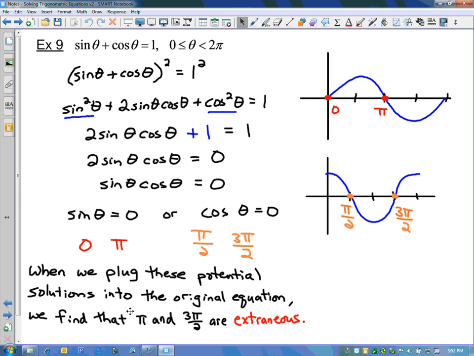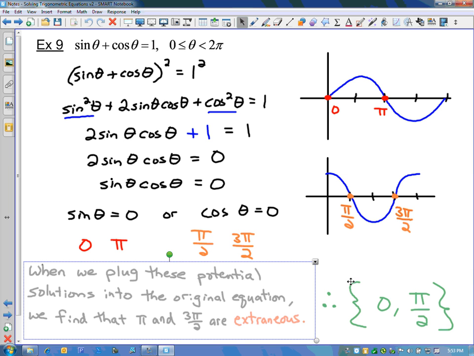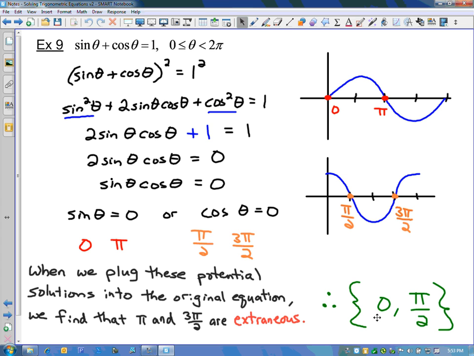For example, if we look at pi, the sine of pi is 0, and the cosine of pi would be negative 1. So therefore, 0 plus negative 1 is not equal to 1. So that solution does not work. It's extraneous, and so we ignore it. Therefore, our solution set is simply going to be 0 and pi over 2.